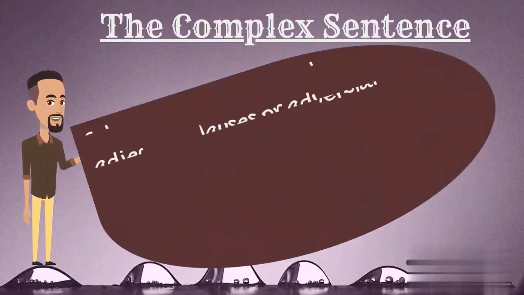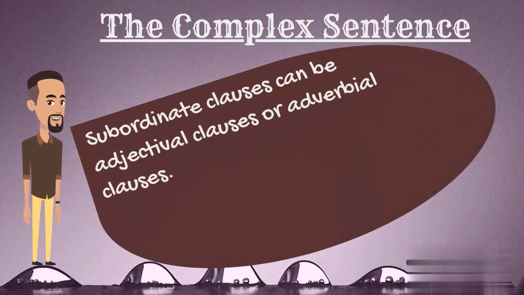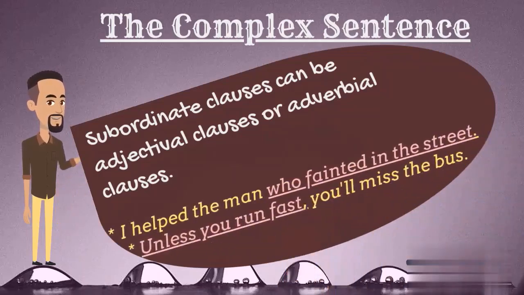In a complex sentence, the subordinate clauses can be adjectival clauses or adverbial clauses. In the first example, I helped the man who fainted in the street. Here, we have an adjectival clause. I describe the man. However, in the second example, it's an adverbial clause. Unless you run fast, you will miss the bus.